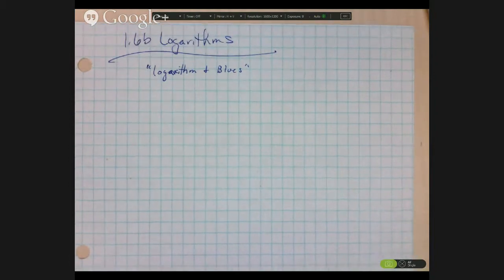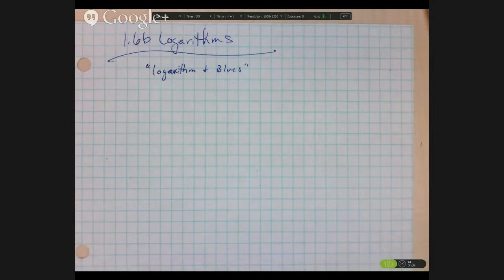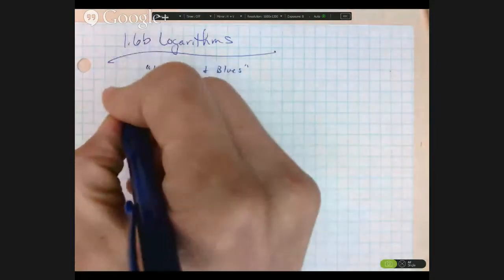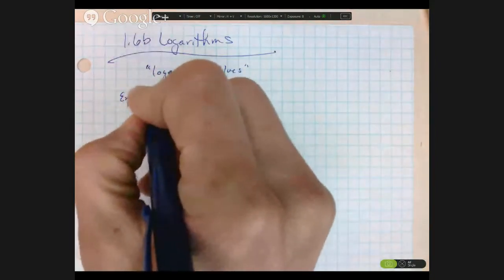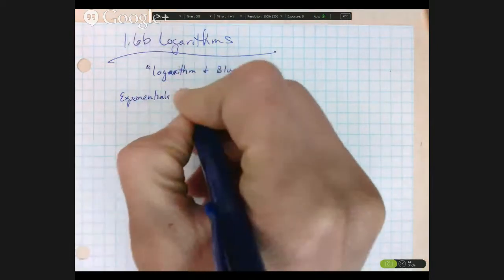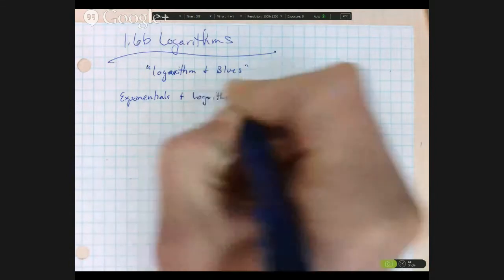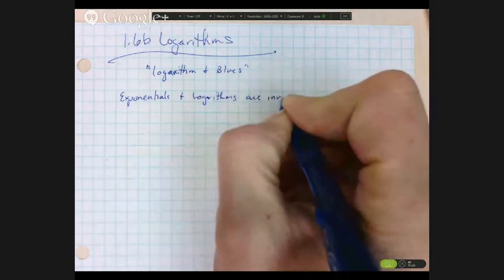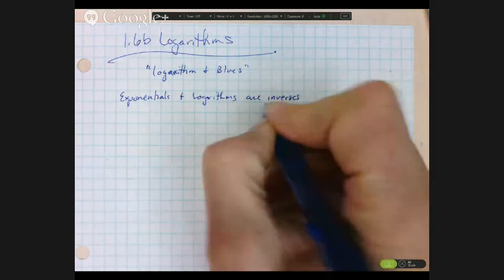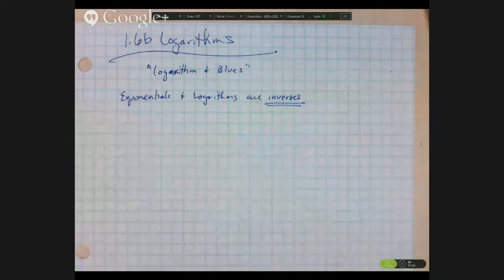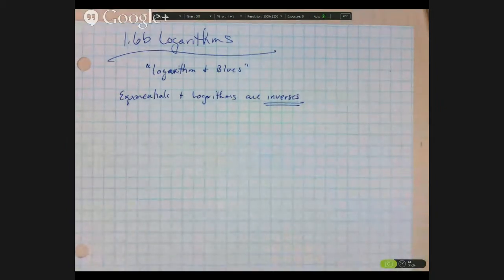The easiest way I've found to remember is by knowing that exponentials and logarithms are inverses. Okay, I'll show you a couple examples to illustrate that.